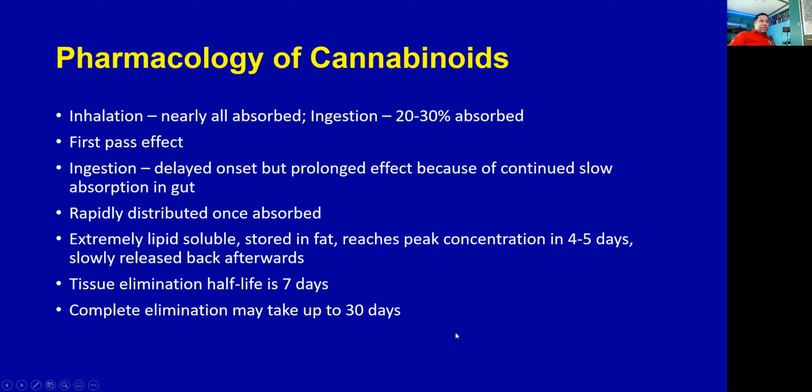You'll be positive for THC sa urine for like how many days? Or weeks? 2 weeks, okay? Hanggang 2 weeks. After 2 weeks, tsaka pa lang kayo mag-negative sa urine.